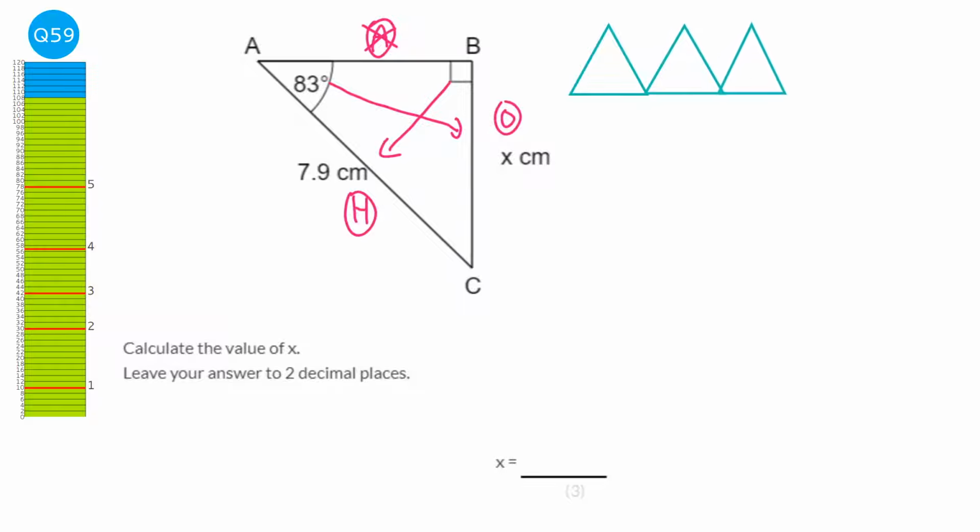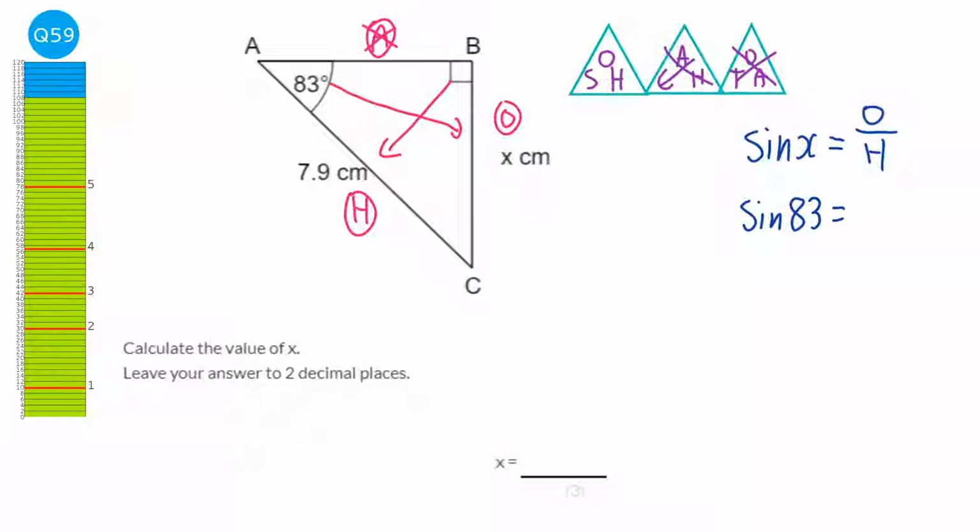Next thing we're going to do is draw our triangles for SOHCAHTOA. So I'm going to have SOHCAHTOA, and we've crossed out the A, so we're going to cross out the CAH and the TOA because they both involve an A. That leaves SOH, and SOH is short for sine x, or sine the angle, equals the opposite over the hypotenuse. So the angle is 83, so it's going to be sine 83 equals the opposite, which we've labelled as x, over 7.9.